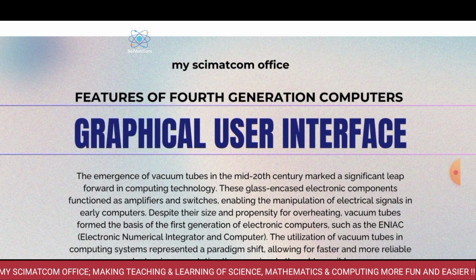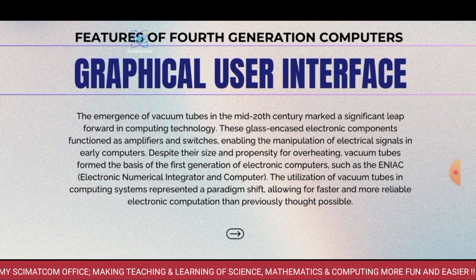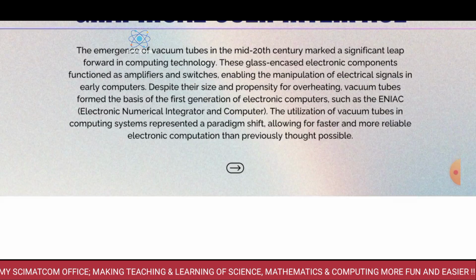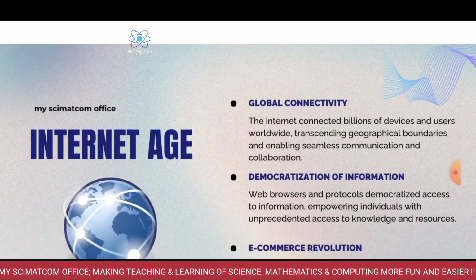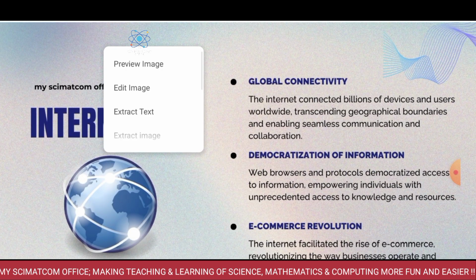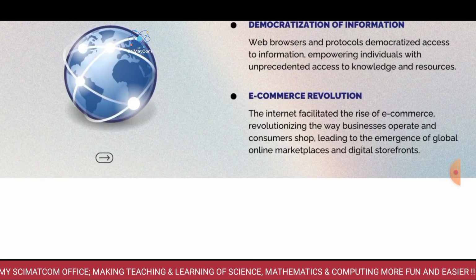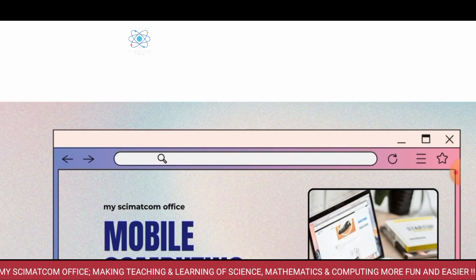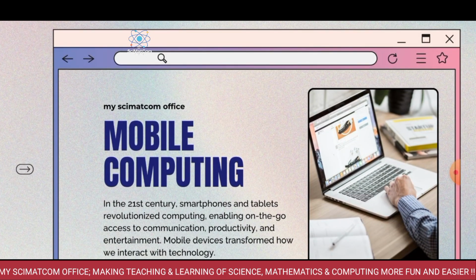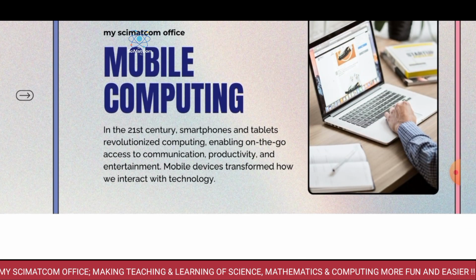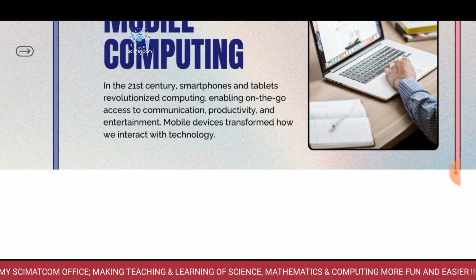And that brings us to some features of the fourth generation. That's the graphical user interface, which I mentioned, more user friendly. It also had the internet age, where you can communicate with your friends via the internet. We also had mobile computing. You can even connect your WhatsApp to your laptop, your phone. When you use the fourth generation computers, you can do mobile computing. You can connect with other phones and the rest.